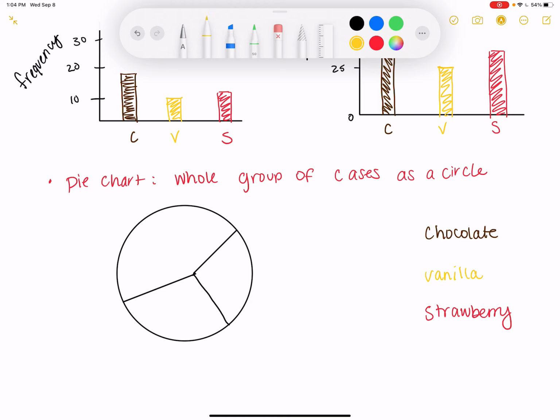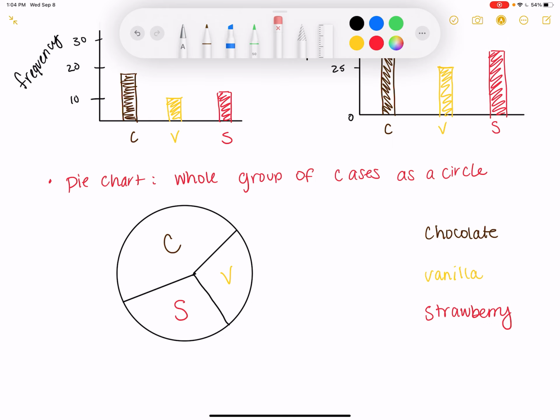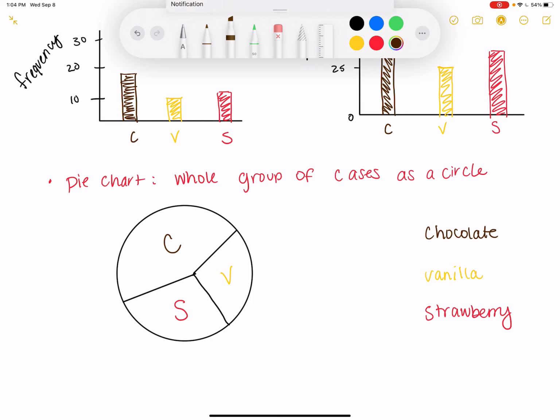So let's see. This one looks a little smaller, so this one's going to be vanilla, strawberry, and then chocolate. I can't believe I like vanilla ice cream. Which one's smaller? The vanilla is a little smaller. Very sure it's vanilla. How come people eat more strawberry?